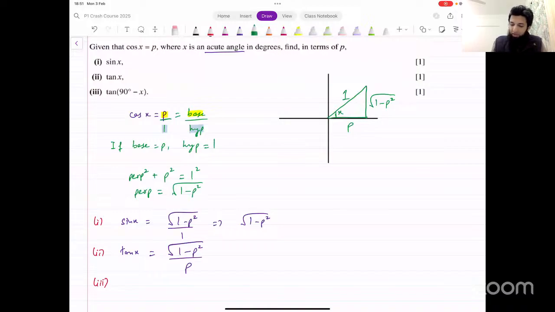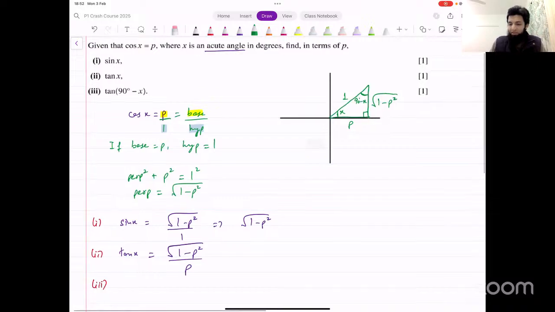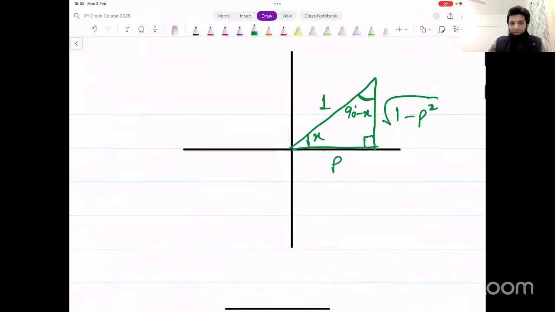What's the total angle in a triangle? 180 degrees, right? It's a right angle triangle. This angle is 90. If this is 90 and this is x, what would that angle on top there be? The remaining two angles, apart from the right angle, their sum is 90, right? So the angle on top there is supposed to be 90 minus x. So in this right angle triangle, that angle on top is 90 minus x.